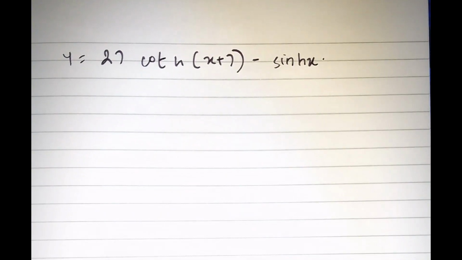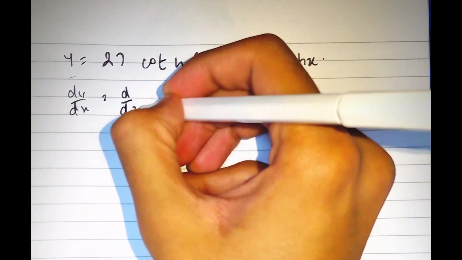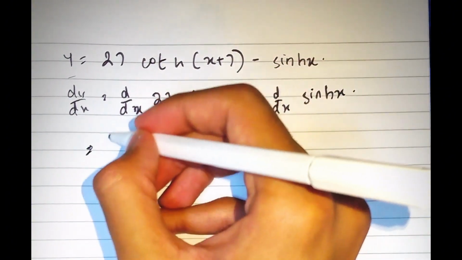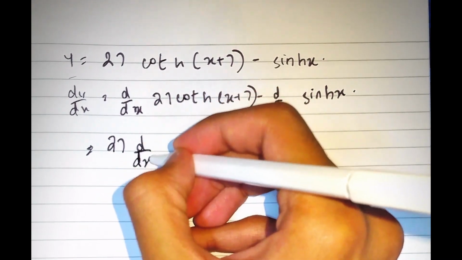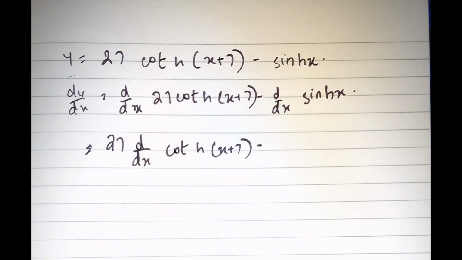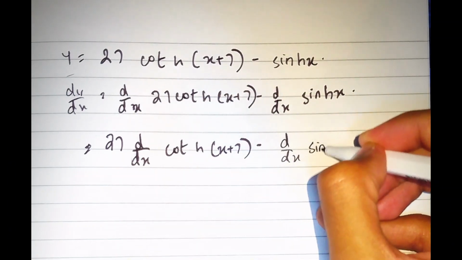Alright, now we have to find the derivative of y is equal to 27 cot hyperbolic x plus 7 minus sine hyperbolic x. Of course, these terms are being subtracted, so we have to apply the differentials on both of these terms. So the 27 will be separated because it is a constant, d by dx cot hyperbolic x plus 7. Now we know that the derivative of sine hyperbolic x is actually cos hyperbolic x, but we cannot write it right now because we have to simplify this thing first of all. Okay, so d by dx sine hyperbolic x.